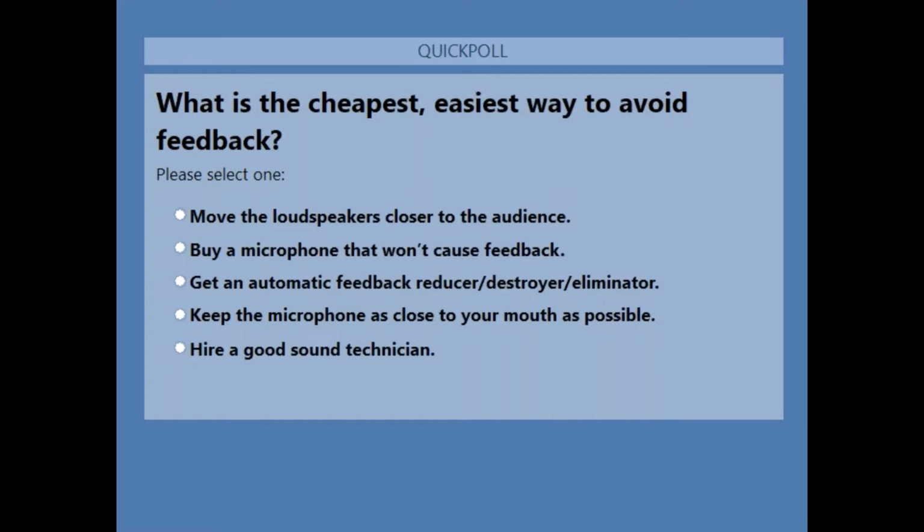Is it move the loudspeakers closer to the audience? Buy a microphone that won't cause feedback? Get an automatic feedback reducer destroyer? Keep the microphone as close to your mouth as possible? Or hire a good sound technician?